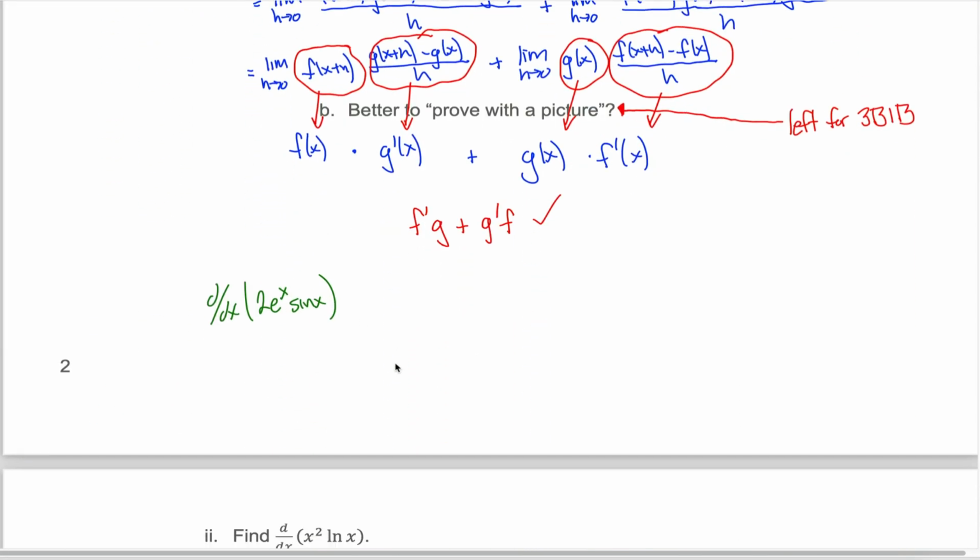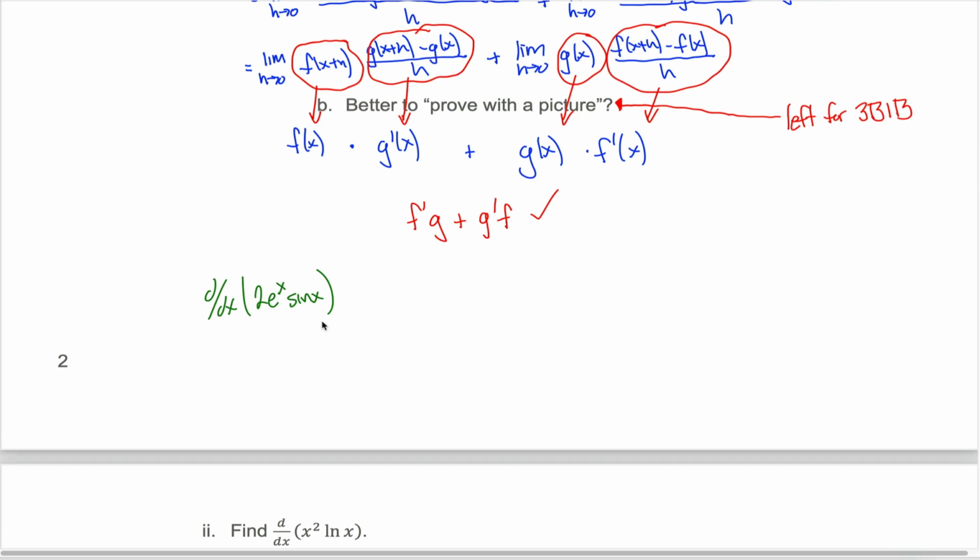A common theme in calculus is, when you see a new problem, don't forget stuff you've already learned. This is 2 times something. This 2 is a coefficient. So I can pull that 2 out in front and say that my answer is 2 times the derivative of e to the x times sine of x.